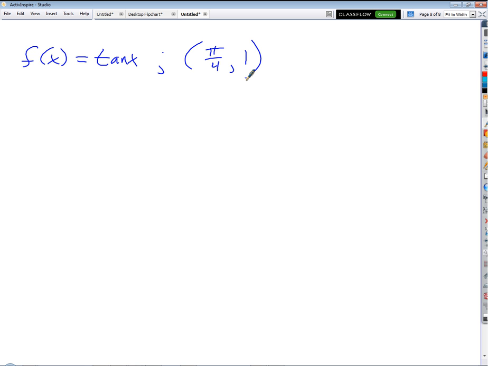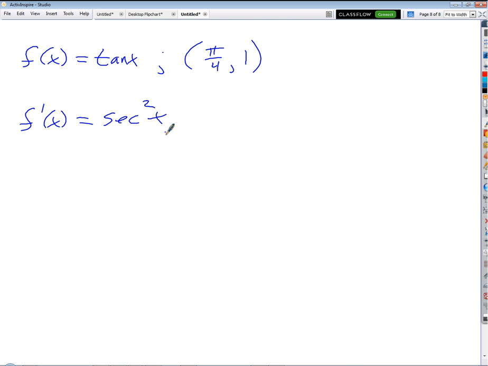Okay, good. Think about the recipe. If I want to come up with the equation of a line, what do I need? A point and a slope, right? I've got a point, I just need a slope. I just need the slope of the tangent line, right? So isn't that going to come from the derivative? So what's the derivative of that function? Secant squared x. Secant squared x, good.